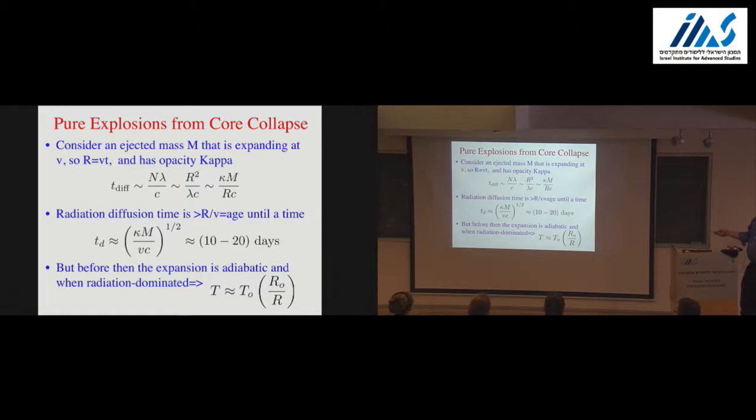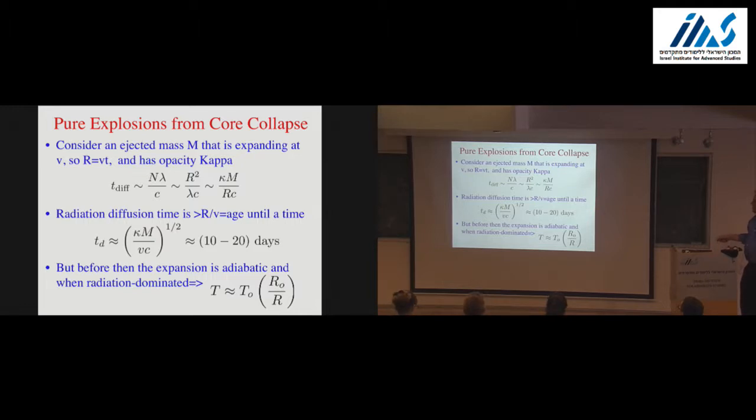So for example, as Udi already highlighted, as this ejecta expands, there's a local diffusion time through the whole envelope, and that will scale simply as kappa M over R c, where R now is not the radius of the star, rather this is the ejecta radius, so this will be velocity times time. And there comes a moment where the radiation diffusion time equals the age, and that's what defines this characteristic time scale that Udi derived, which is the square root of kappa M over V c. And for these types of objects, it's 10 to 20 days.